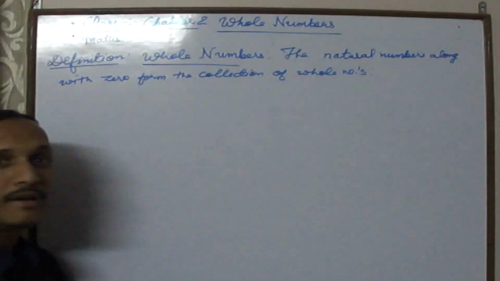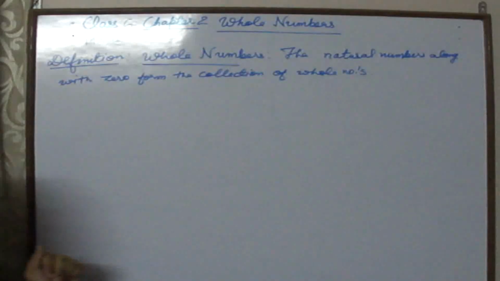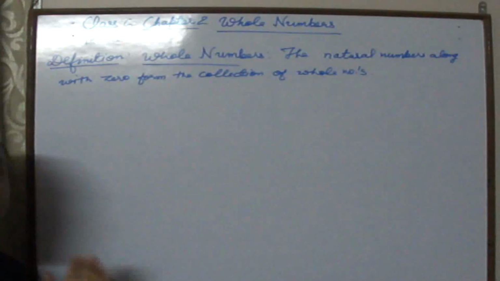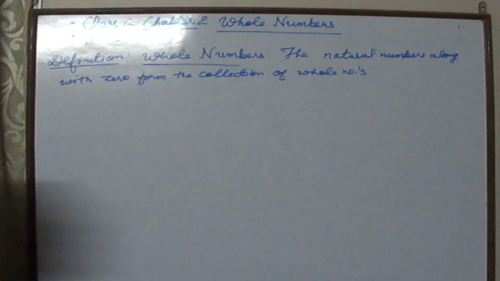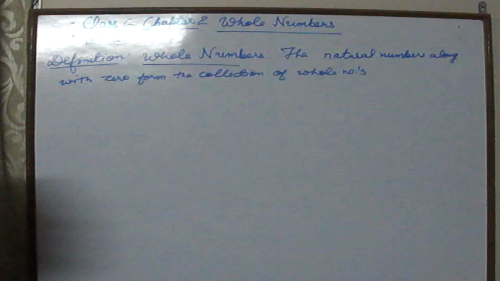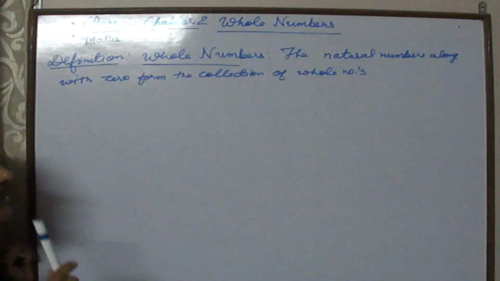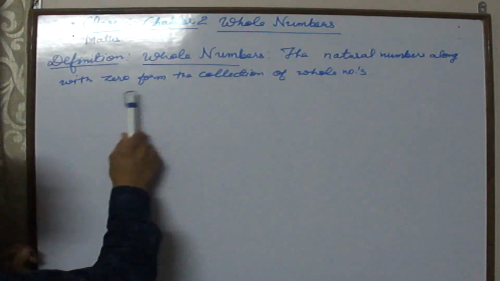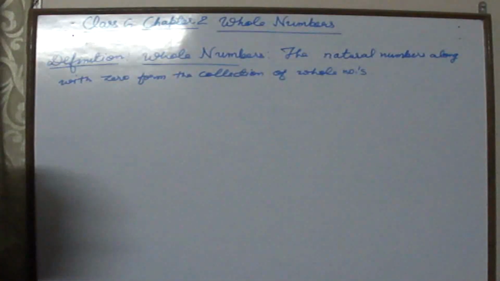Hello children, today we are going to start chapter 2, class 6, whole numbers. So let us begin with the definition of whole numbers. What are whole numbers? First of all we must know what whole numbers are. The natural numbers along with 0 form the collection of whole numbers.